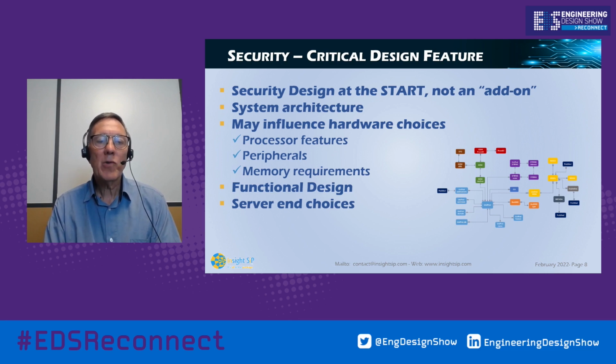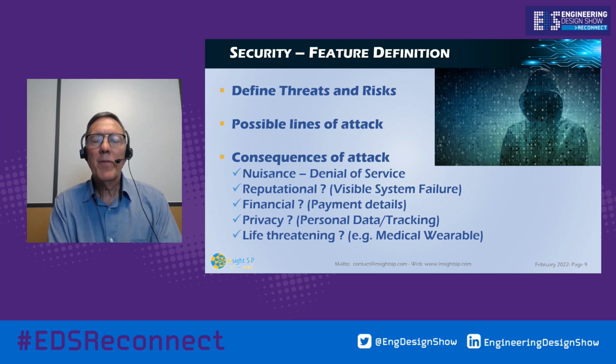And so you need to do a functional design, and you also need to think about what happens to the data when it goes from the wireless node to the server at the end of the world. So you need to start off by thinking about your system and look at potential threats and risks that might happen. Once you've decided what you think the threats or risks to your system might be, you should look at possible lines of attack and consequences of the attack.